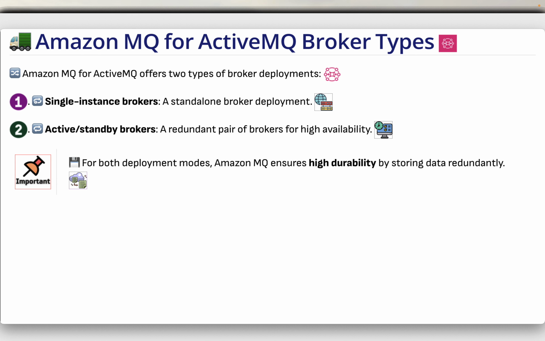Amazon MQ for ActiveMQ broker types. Amazon MQ for ActiveMQ offers two types of broker deployments. First, single instance brokers, which is a standalone broker deployment, and second, active standby broker, which is a redundant pair of brokers for high availability. For both deployment modes, Amazon MQ ensures high durability by storing data redundantly.